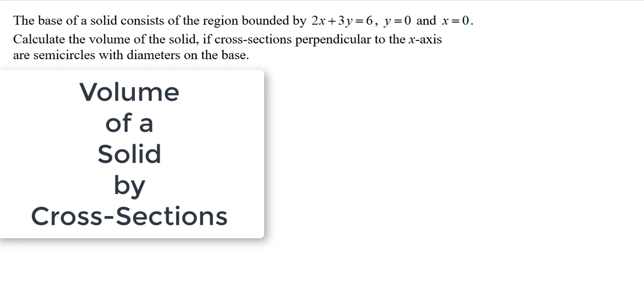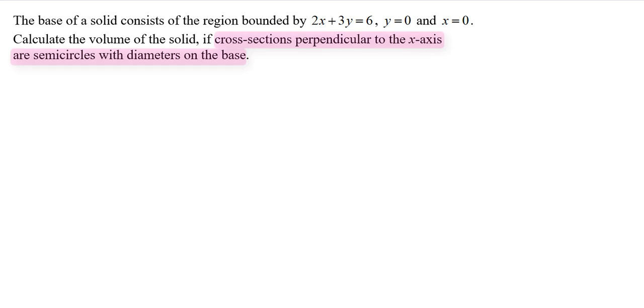This problem describes a solid that is created through cross-sectional semicircles on the given base that are perpendicular to the x-axis. So we begin with a sketch of this space in 3D. We need a z-axis, an x-axis, and a y-axis.